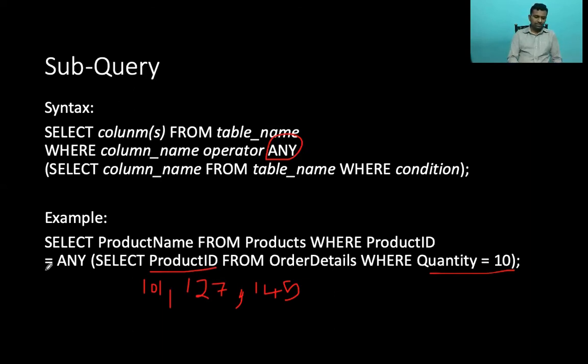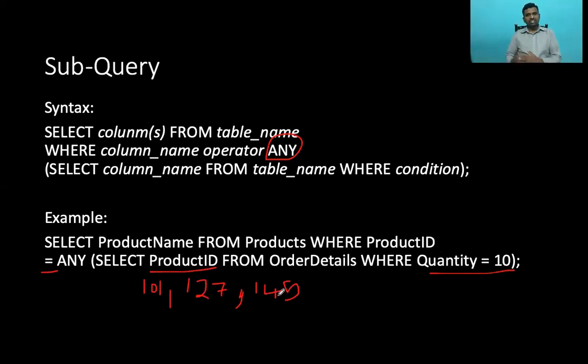Now here you can see before ANY, I put an equal to. Yes, it is a must. I cannot just say ANY like IN; for ANY, I have to give an operator before it. Now I'll say select product ID from order details where quantity is 10. This condition is satisfied only for these 3 products.